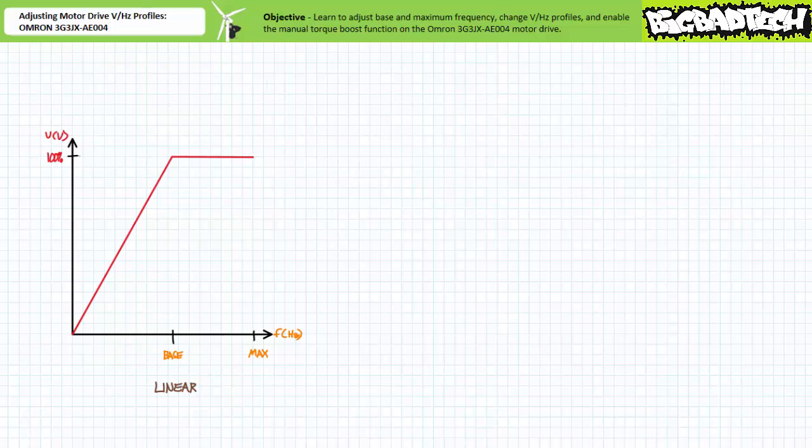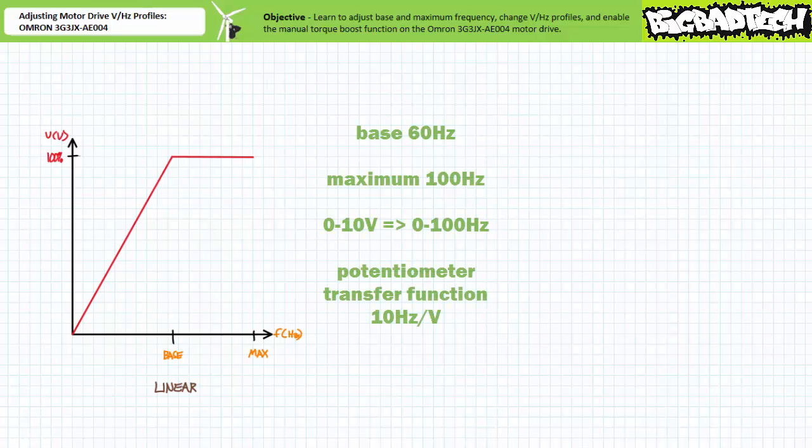From 0 to base frequency, applied voltage is linearly proportional. Beyond base up to maximum frequency, applied voltage flatlines at 100%. When base is 60 Hz and the maximum is 100 Hz, note the external speed potentiometer 0 to 10 volt analog voltage input is scaled to represent the 0 to 100 Hz range.